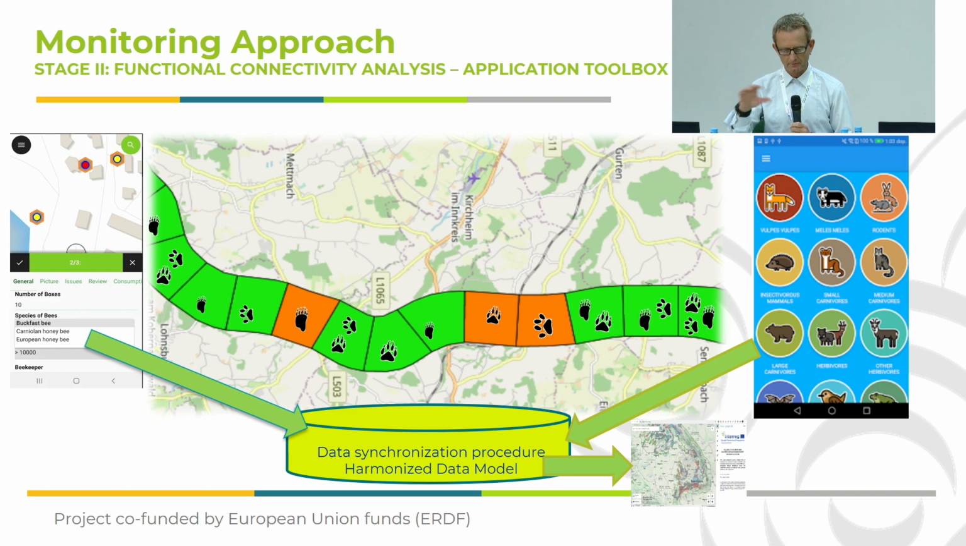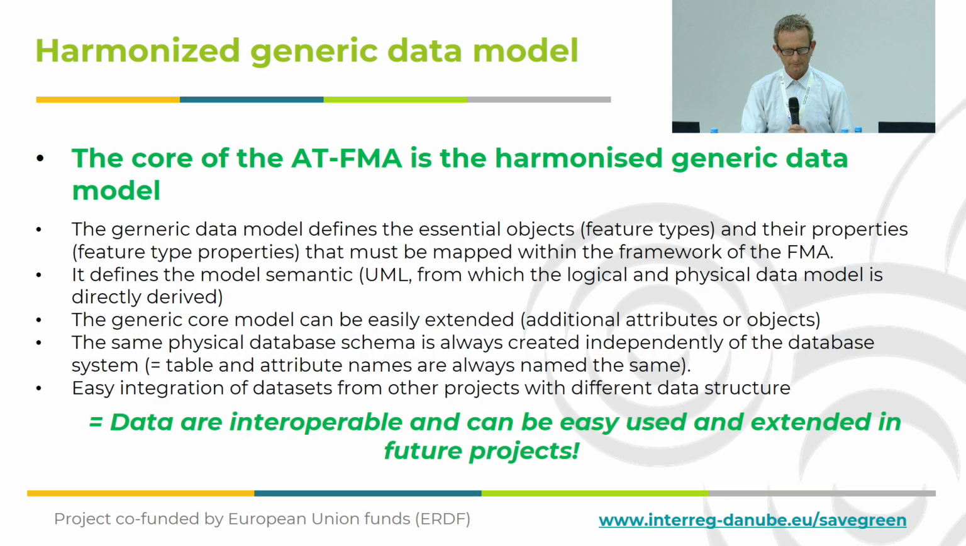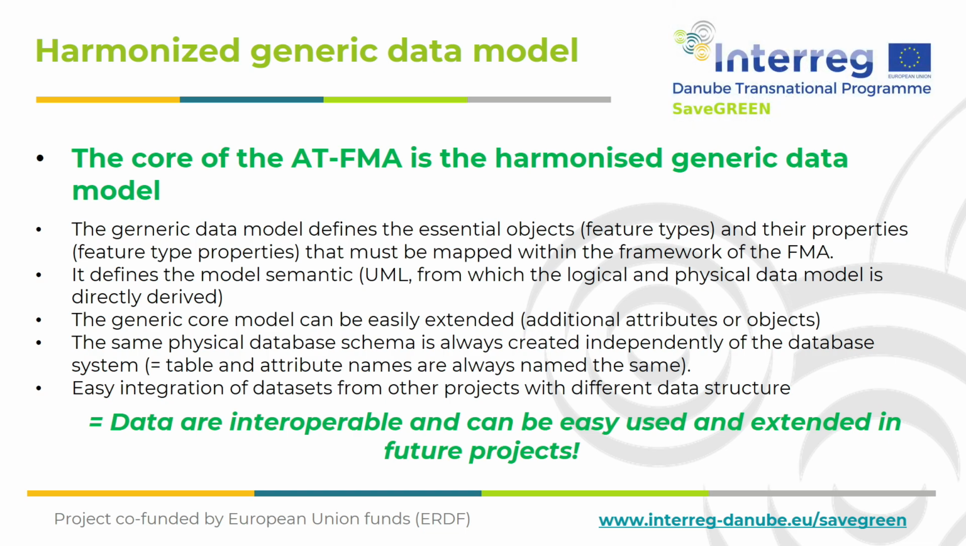These are then harmonized in what I call the harmonized data model, and then published into the database, and from there provided by web services to the website. So the core of this functional monitoring approach, and that's really a large benefit, is this harmonized generic data model. This generic data model defines the essential objects, which are called feature types in the GIS domain, and their properties that must be mapped within the framework of the functional monitoring approach. It defines the model semantics.